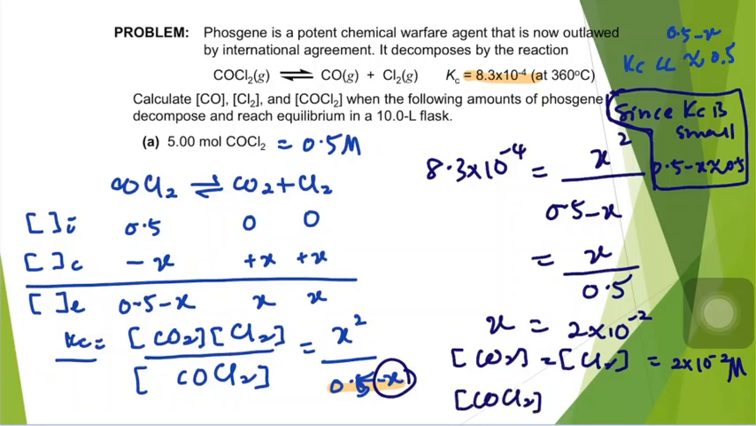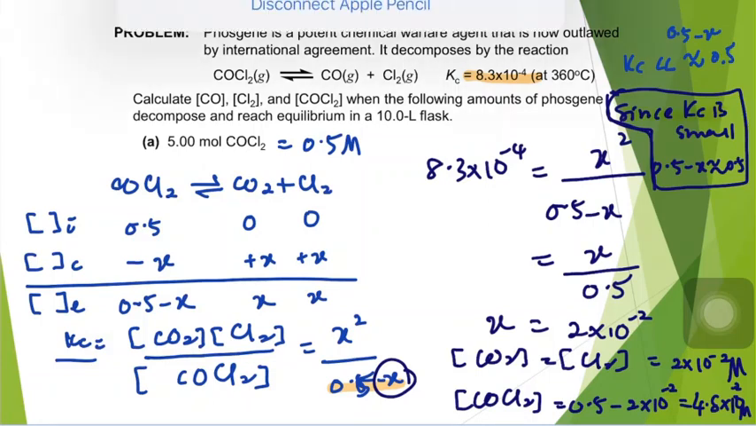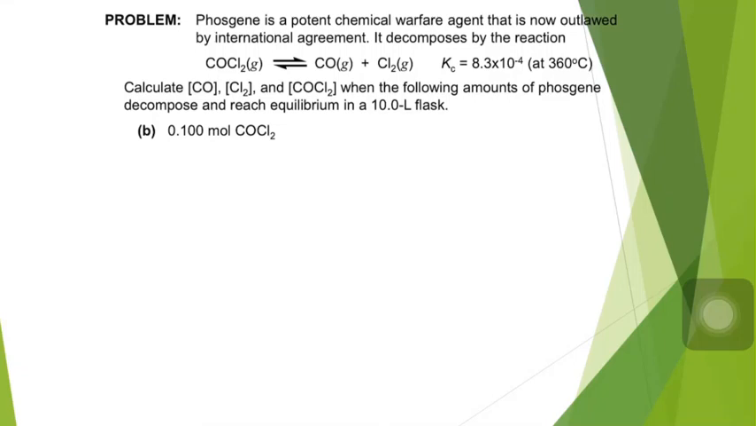As for the concentration of the COCl2, it is 0.5 minus 2 times 10 negative 2, so it is equal to 4.8 times 10 negative 2 molar. Problem solved. So this is how we answer this question, okay, by making assumption. Okay, let's look at part B.